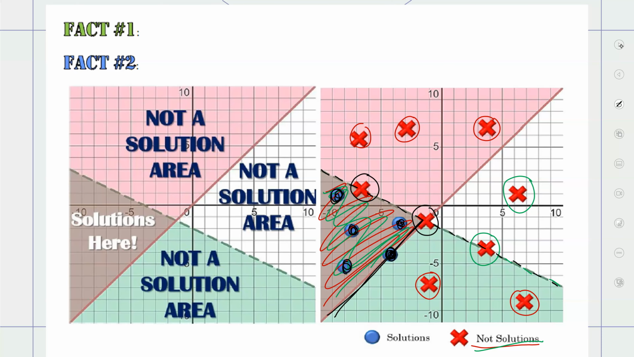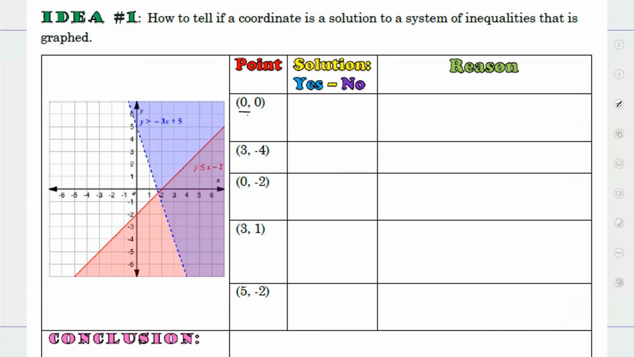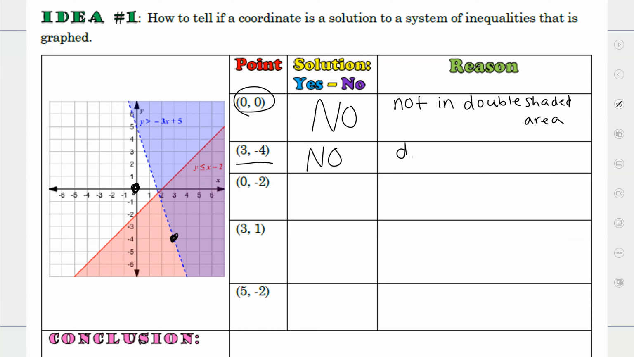Okay, so let's look at some examples. Here's the point 0, 0. That is right here. This is not in the double shaded area, so this is not a solution. The reason is because it is not in the double shaded area. The next point is 3, negative 4. That is right here. This is not a solution because it is on a dashed line. 0, negative 2 is right here. That is not a solution because it is not in the double shaded area.